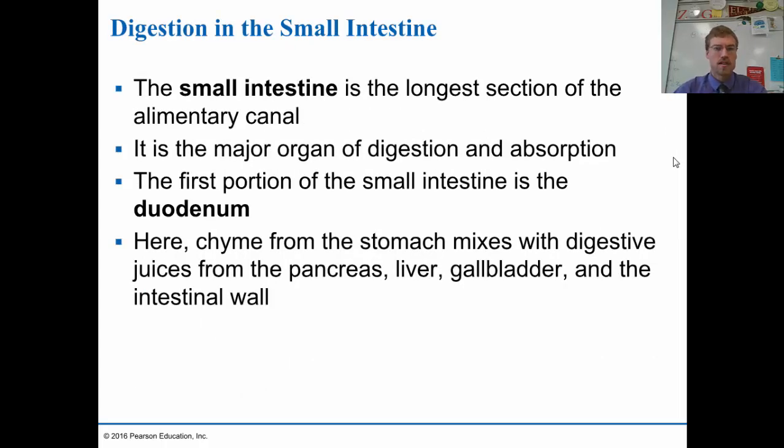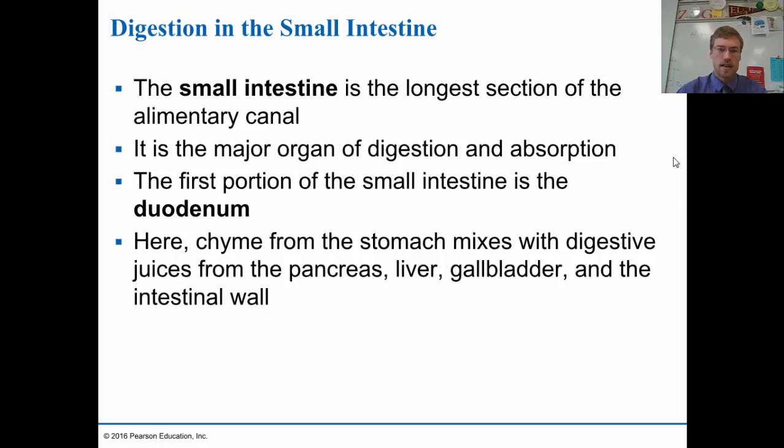So now the food has moved into the small intestines, which is the longest section of the alimentary canal. It is the major organ of digestion and absorption, and the first part is called the duodenum. Here, the food that's coming from the stomach, which is called chyme, mixes with digestive juices from the pancreas, liver, gallbladder, and the intestinal wall.